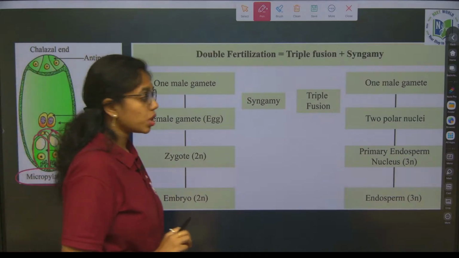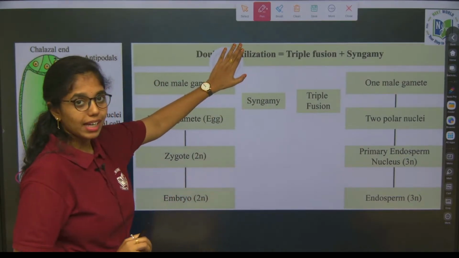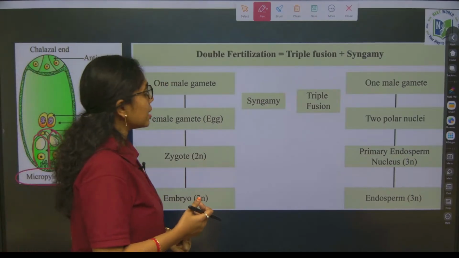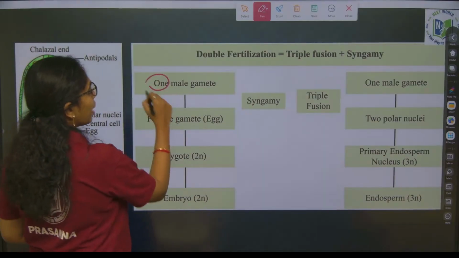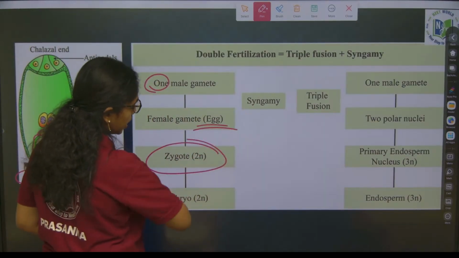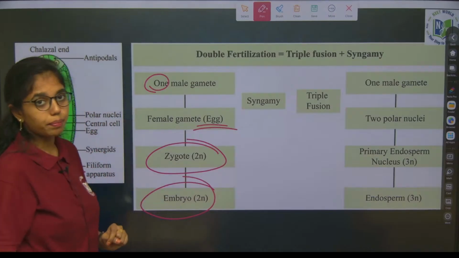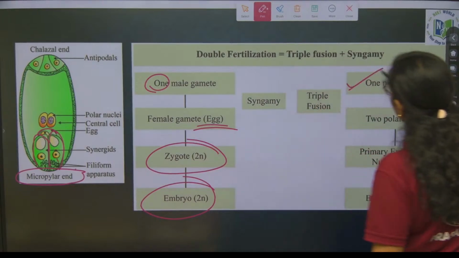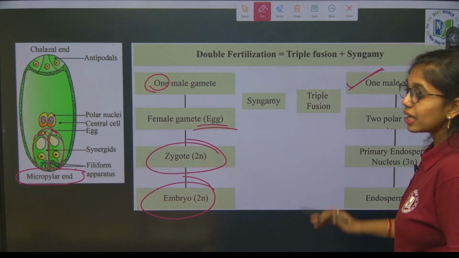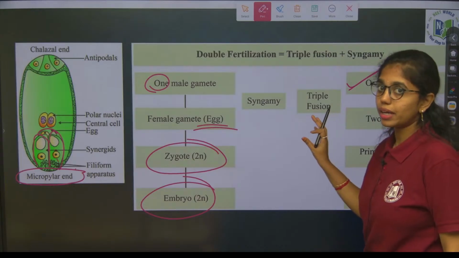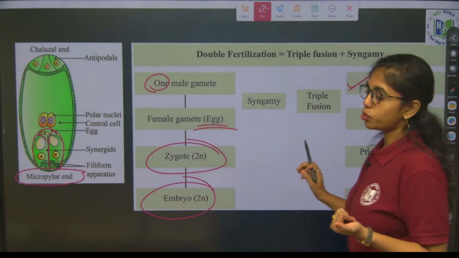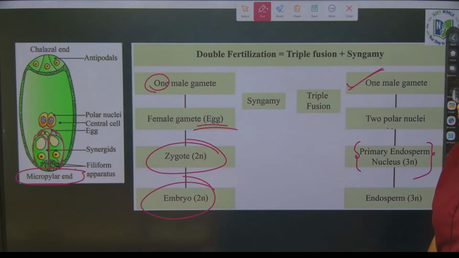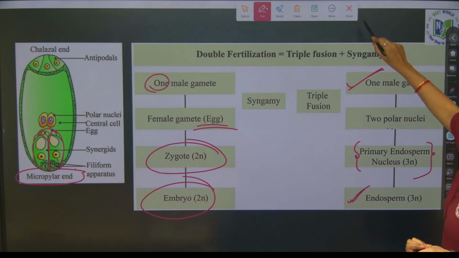Double fertilization, it is called double fertilization because 2 fusions happen. One is called syngamy. Syngamy is the fusion between the male gamete and the egg cell, which forms a diploid zygote that differentiates to a diploid embryo. Whereas triple fusion is one male gamete fusing with 2 polar nuclei. As 3 nuclei are involved over here, this is called what? Triple fusion. Triple fusion will result in primary endospermic nucleus, which is differentiated into an endosperm.